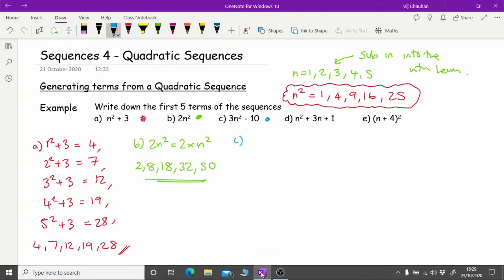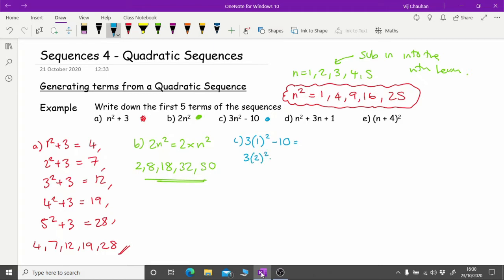Now if you look at C, let's use blue for this one. So for C, again, what I'm going to do is substitute the numbers in. Now if you were using a calculator, then what I'd recommend is you write 3, then write 1 squared minus 10. Now if you type the expression into your calculator like this, it will give you the correct answer.